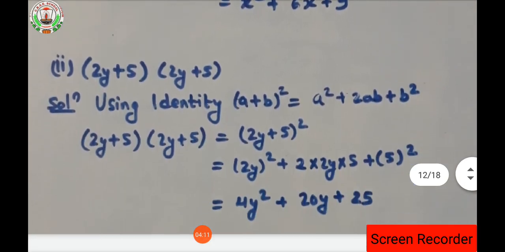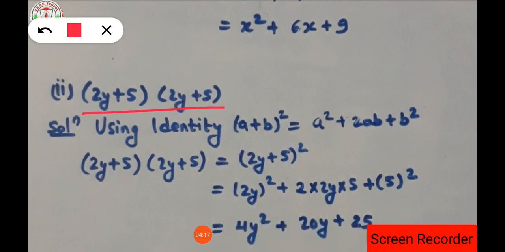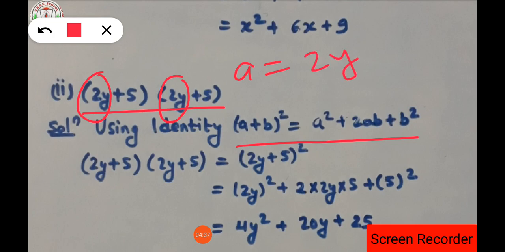So while seeing the question only, you have to decide which identity is going to be used. Again here addition is there in between the terms, so again the addition identity is going to be used, that is a plus b the whole square is equals to a square plus 2ab plus b square, isn't it? Where the value of a, in the question, the expression, the value of a will be 2y, where value of b is 5. Remember, the value of a and b will remain same in both the brackets, whatever the expression is present inside the bracket, a and b value should be same.